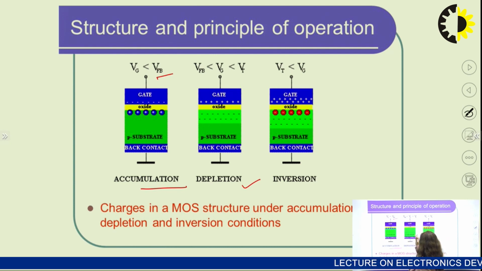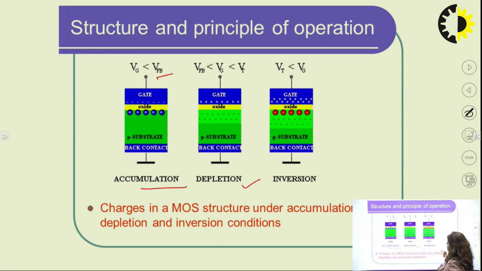So we have to change the voltage. Here VG should be much greater than VFB, which is your flat-band voltage, and less than the threshold voltage. Similarly, in the inversion region, what will happen? In the inversion, the gate has the maximum number of holes, and the P-type substrate has the maximum number of electrons. So here VG must be greater than VT. So these three regions of operation are there for the MOS capacitor.